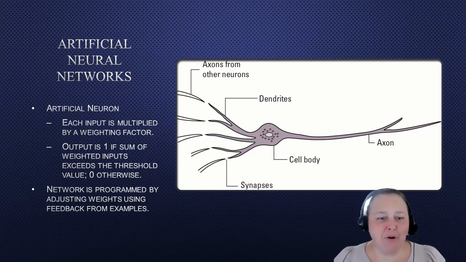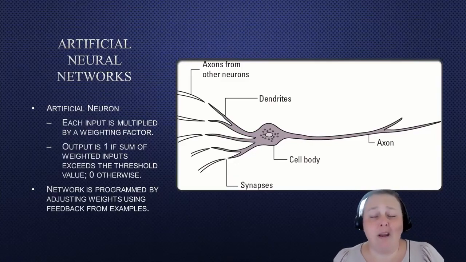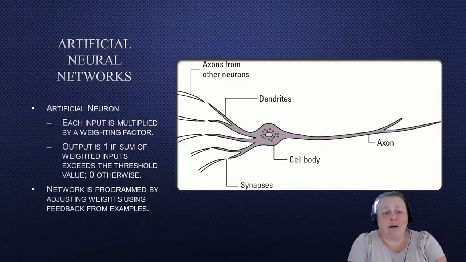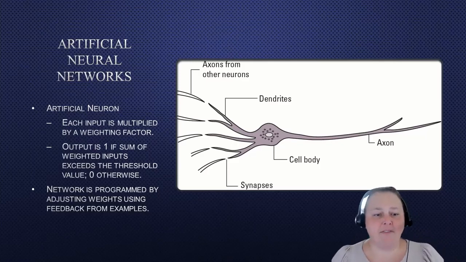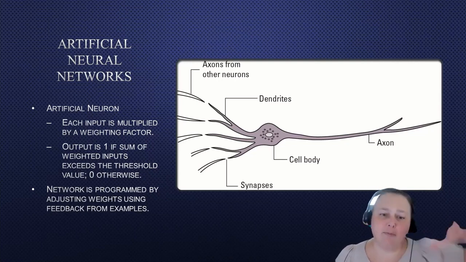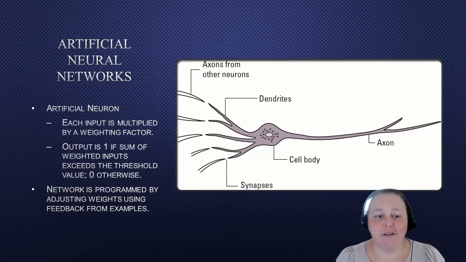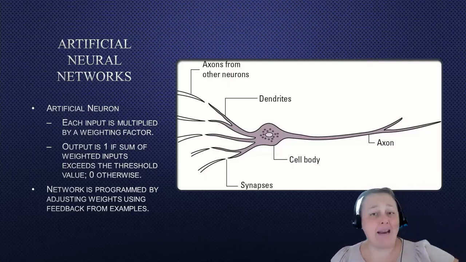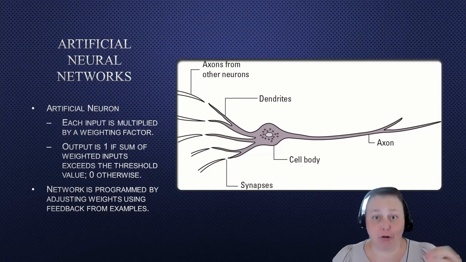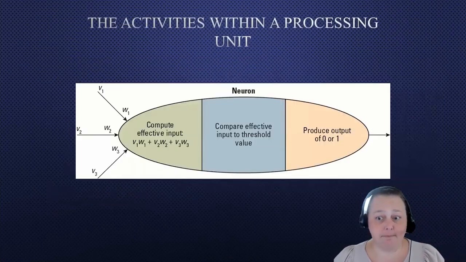Okay, so each input is multiplied by a weighting factor. The output is going to be 1, and they kind of use those logic gates that we talked about. So the output is 1 if the sum of the weighted inputs exceeds the threshold value, or it's going to be 0. So it kind of drills down everything coming from all those other inputs as a 1 or a 0. The network is programmed by adjusting those weights using feedback from examples. So again, we're having that repetitiveness that's coming around, and we are learning from that repetitiveness.